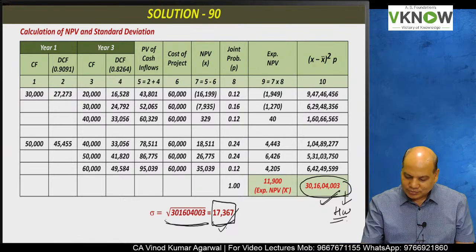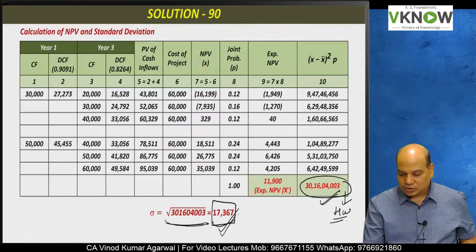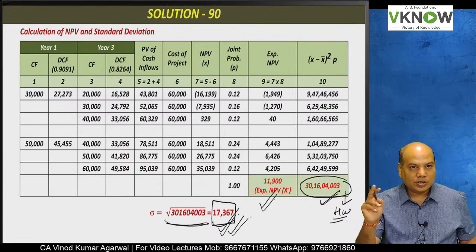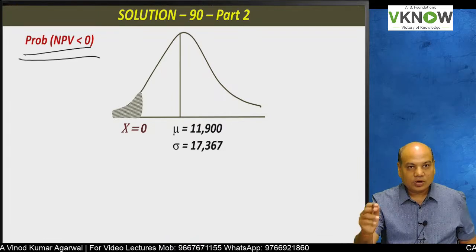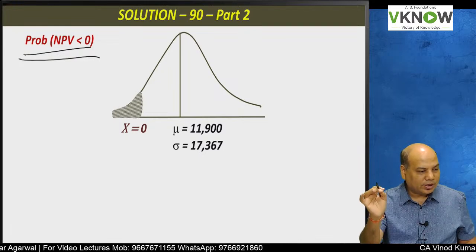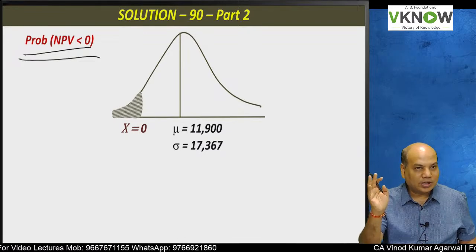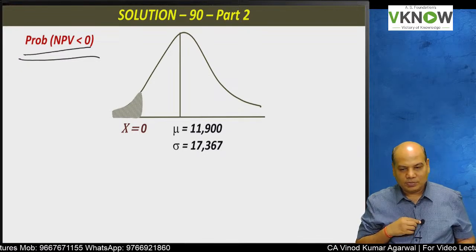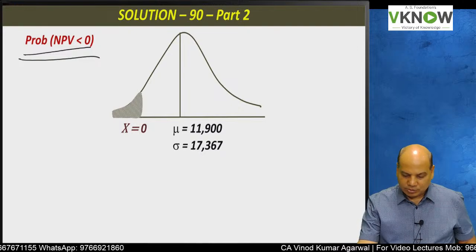Please note it down. I am going to go to the next discussion now. So my first answer is over. This is expected NPV, this is standard deviation. What is the probability that NPV will be negative? Please write down. Next answer, calculation of probability that NPV will be negative.